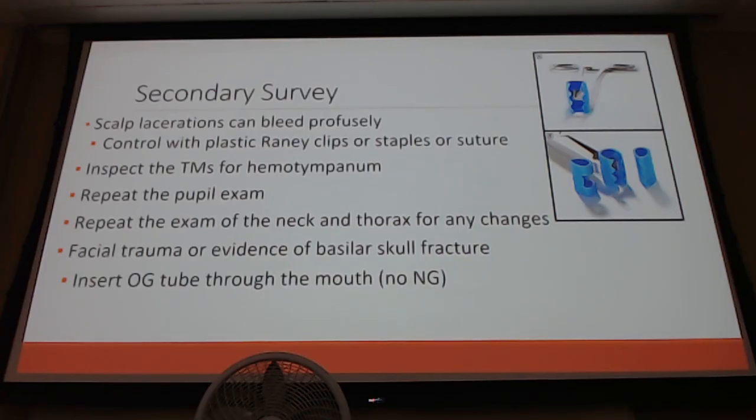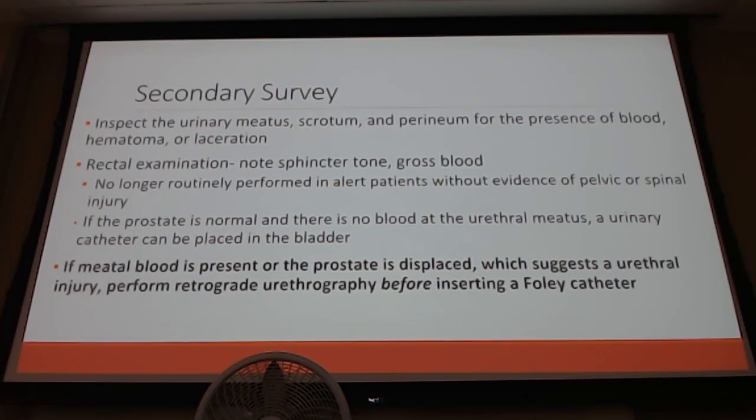And then once again, we're reassessing head to toe, so looking for any hemotympanum, repeat our pupil exam, checking for any neck, thorax trauma, facial trauma. If we have any signs of facial fractures, we may use an OG tube versus a nasogastric tube. And this is just to decompress the stomach, remove any sort of digested food or fluids that they may have in there, so that we don't have any risk of aspiration if we're going to take them to the operating room.